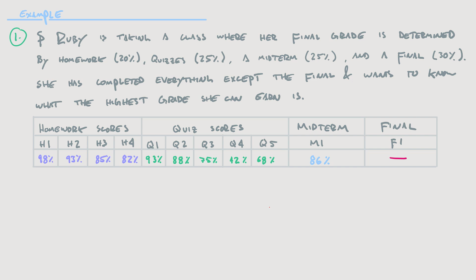So example 1, suppose Ruby is taking a class where her final grade is determined by homework, which we'll say is 20% of overall grade, quizzes, which is 25%, a midterm, which is also 25%, and then a final exam, which is 30%. And you'll notice that I've allocated all 100% of the grade in those 4 categories. 25 and 25, that's 50%, and then 20 and 30, that's 50%. So okay, 100% of it's there. She has completed everything in the class except for the final and wants to know what is the highest grade that she could earn, basically.